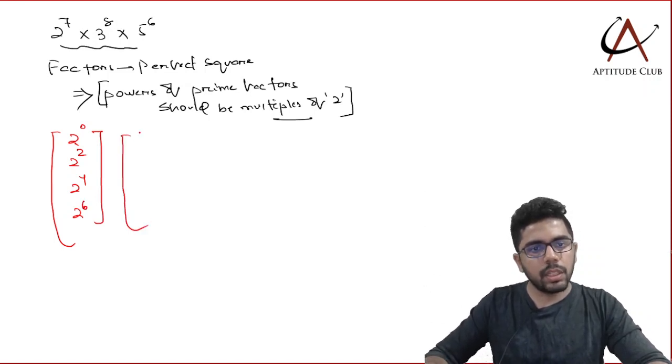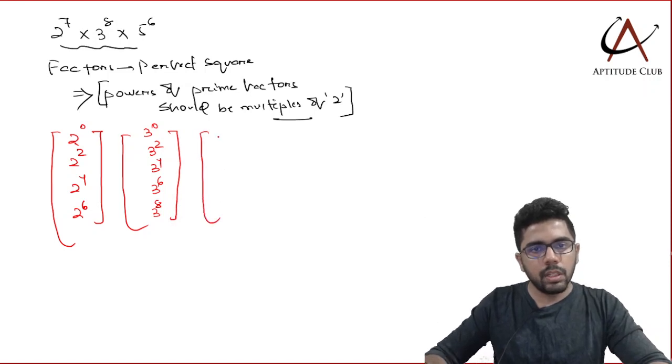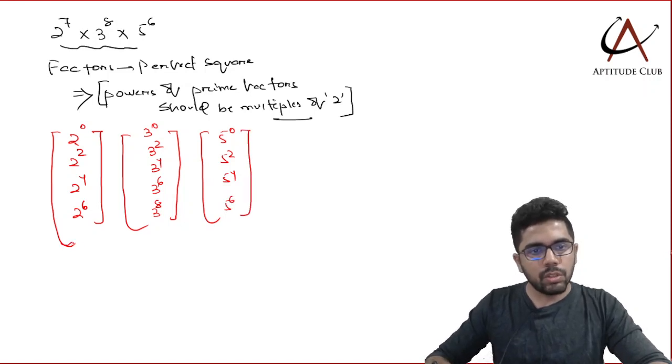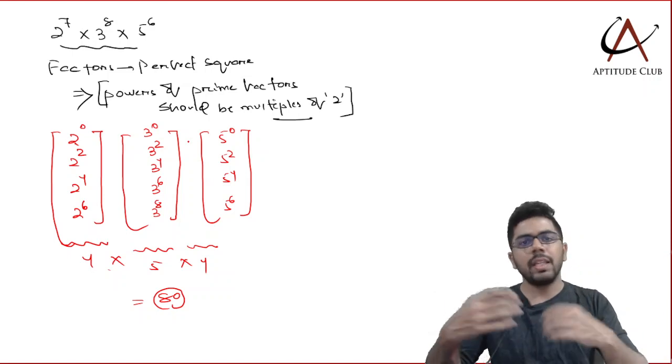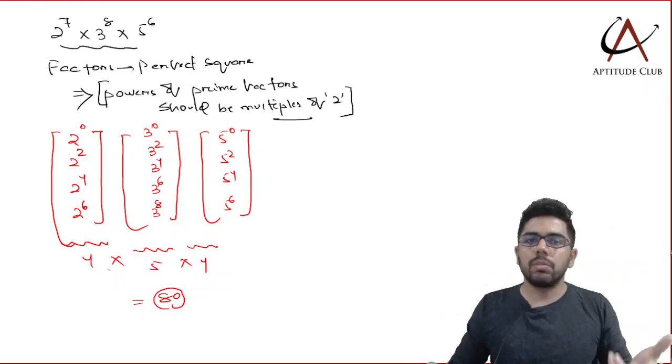Similarly, for 3, I'm taking 3 to the power 0, 3 to the power 2, 3 to the power 4, 3 to the power 6, 3 to the power 8. And if you are taking 5, it is 5 to the power 0, 5 to the power 2, 5 to the power 4 and 5 to the power 6. So you got 4 possible powers, and here I have 5 and here I have 4. So 4 into 4, 16, into 5, 80. Because if you combine these forms in any way you want, always the powers will be even numbers.